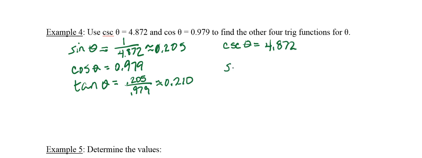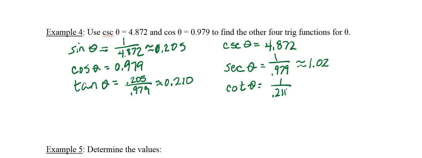I do need secant. Since secant is the reciprocal of cosine, we'll do 1 over 0.979. Rounded, it's 1.02. Cotangent is the reciprocal of tangent, 1 over 0.210. It is going to be an approximation because I was rounding that other number.